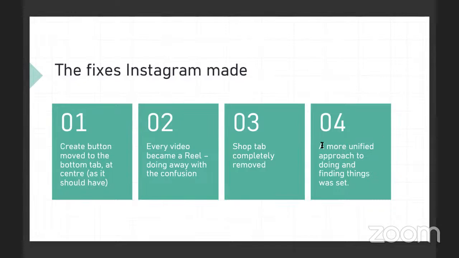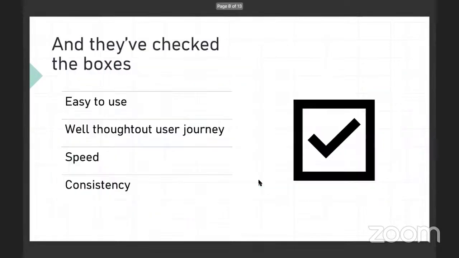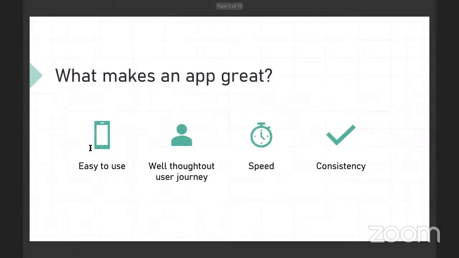They also went with a more unique approach of finding and doing things. So everything became consistent, and you could go around the app and do all your things in a consistent and easy to use manner. So they've checked all these boxes. It's now easy to use. The user journey is well thought out. The app remains quite fast and consistent. So I think these are the main things that make an app great.